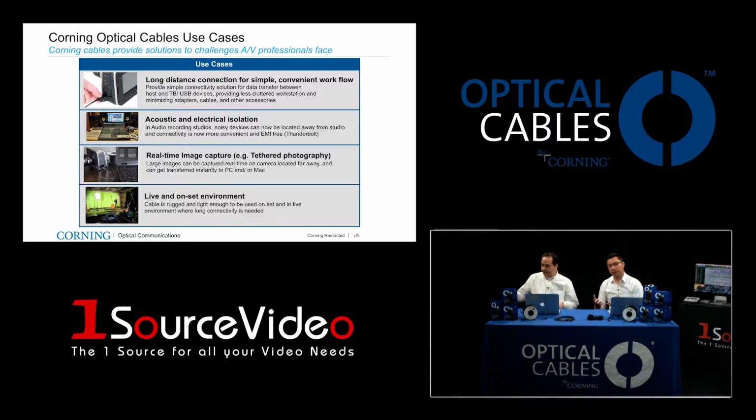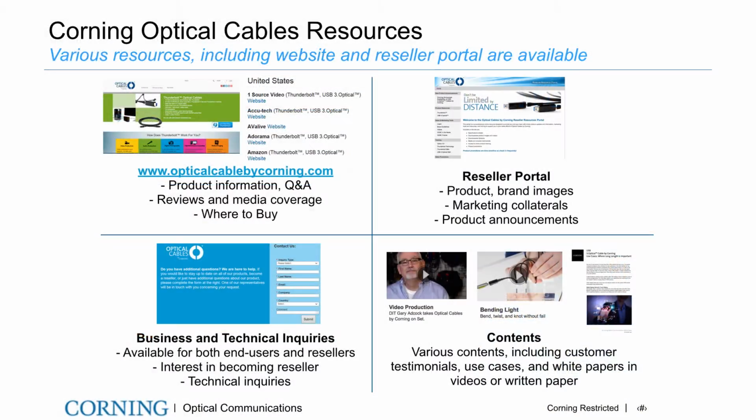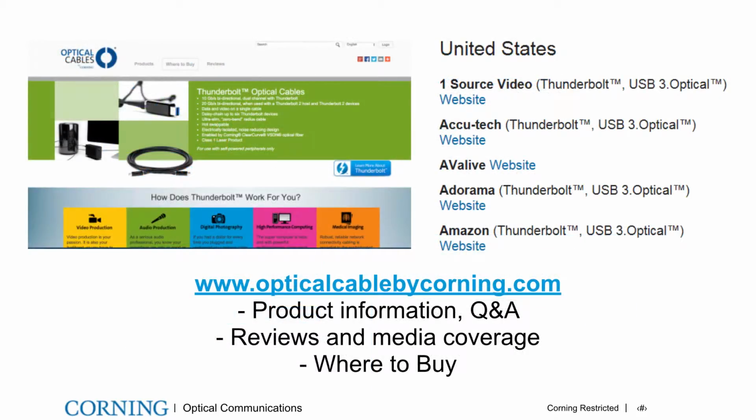Next, I'm going to discuss some of the resources that you as a reseller can definitely leverage. There are a lot of things that we have prepared. First, we have a dedicated website, opticalcablesbycorning.com, that gives you all the product information, a lot of Q&As, media reviews and coverage, and also, most importantly for you, a Where to Buy section.